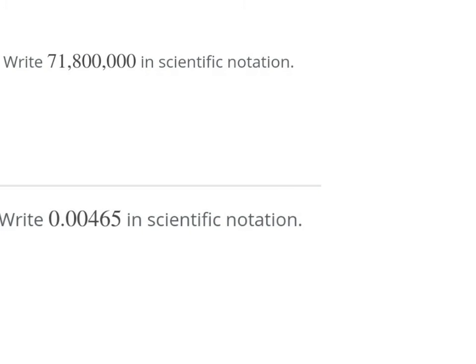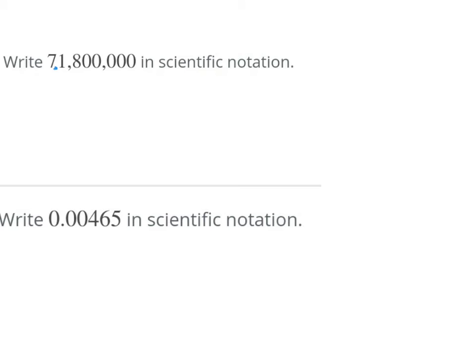Now we're going to try doing some problems that start off in standard notation, and we're going to switch them back to scientific notation. To write a number in scientific notation, the first portion of that always has to be a number somewhere between 1 and 10. So when I look at this 71 million number that I've got going, I have to decide where to put the decimal so that my number is going to be between 1 and 10.